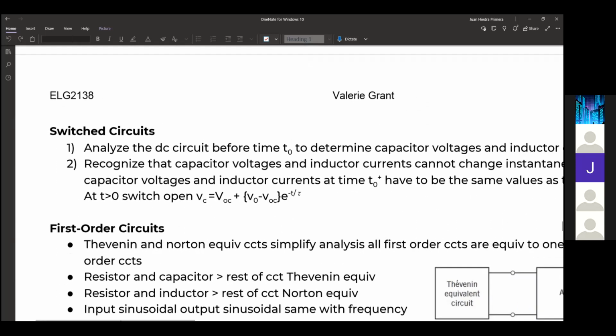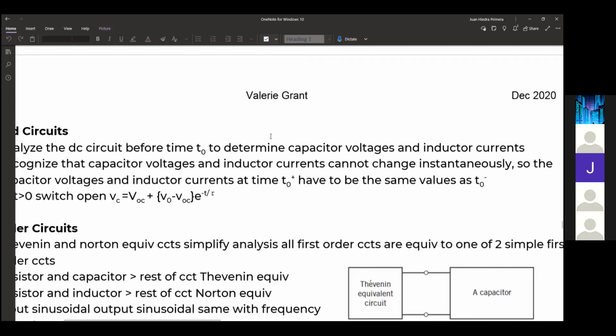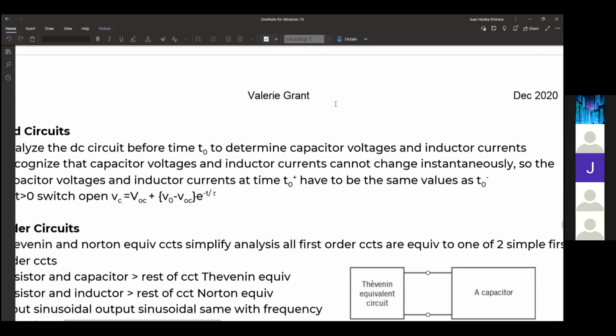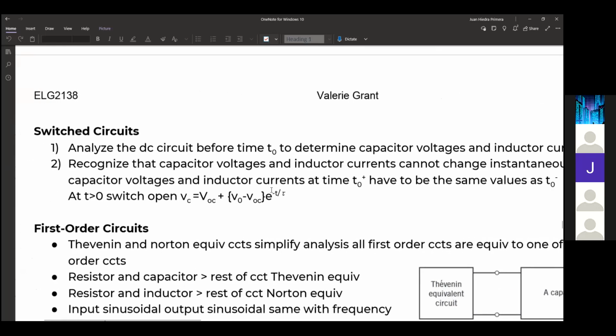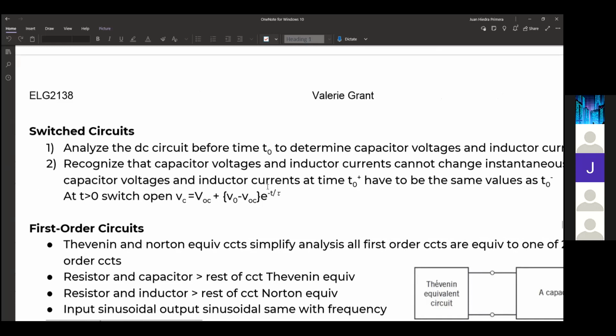Next up, we have switched circuits, which you guys might likely have seen. They're usually asked in a question where, if before zero this is the circuit, what's the circuit after zero, and what's the circuit at steady state, or when is steady state? The way to go about those questions: first you analyze the DC before t to determine capacitor and inductor voltages. Then you recognize that they can't change. So anything before t equals 0 is the same as t after 0 is the same as t at 0. Once you do that, you can then analyze further forwards.